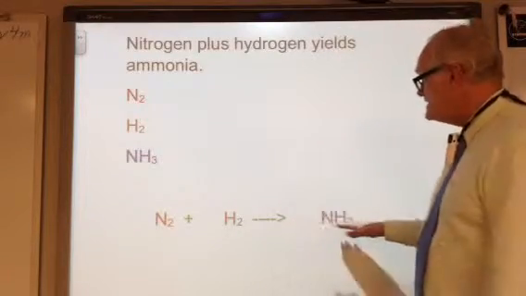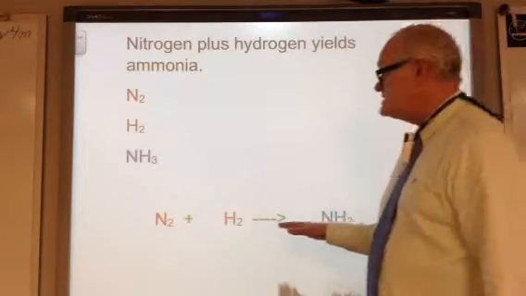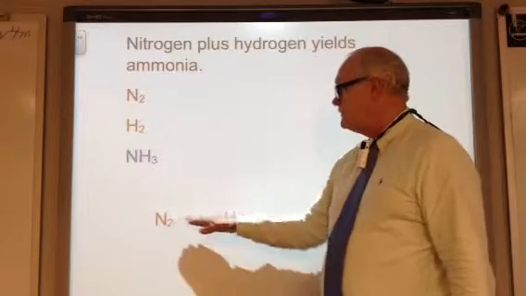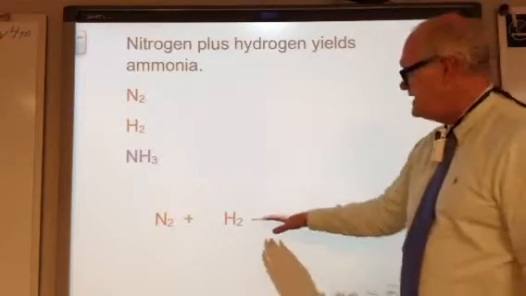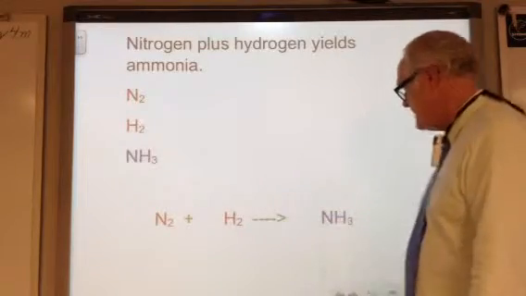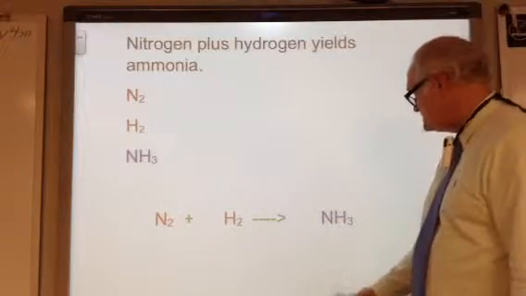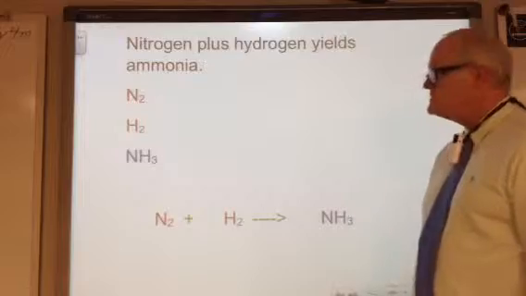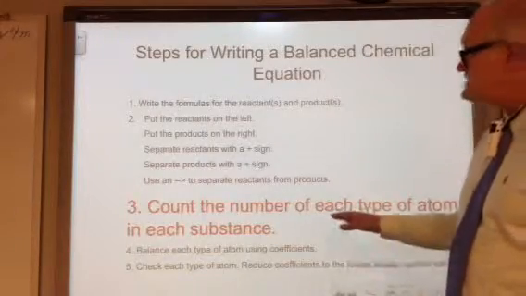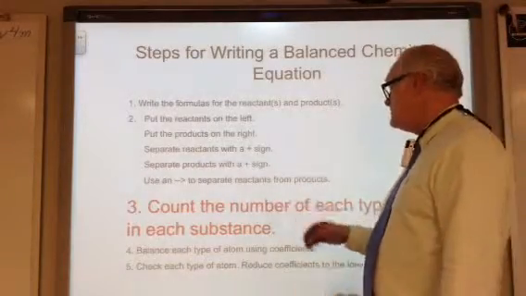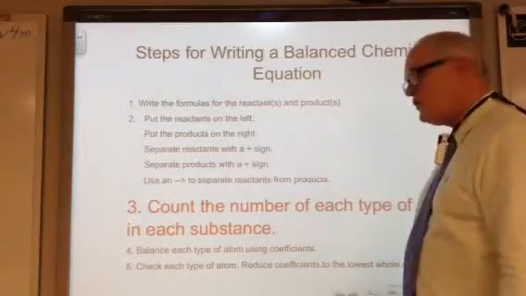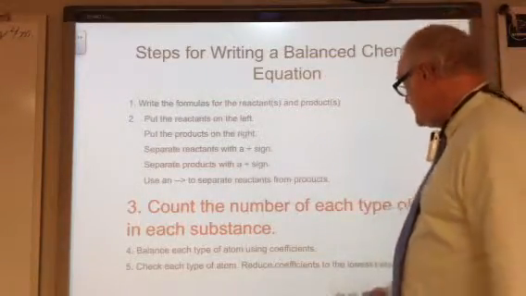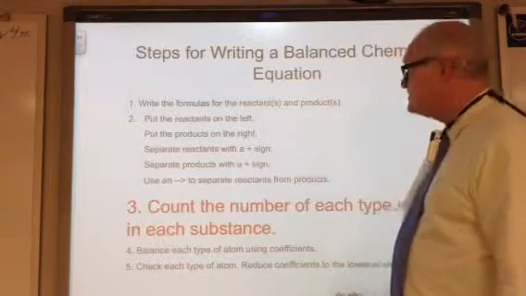So here's our skeleton equation down here. It's not a balanced equation yet, with the reactants nitrogen and hydrogen separated by a plus sign, the arrow between the reactants and the one product that we have in this case. Alright, so what are we going to do next? Next, we need to count up the number of atoms in each substance that's in the equation. So we're going to count each substance separately.